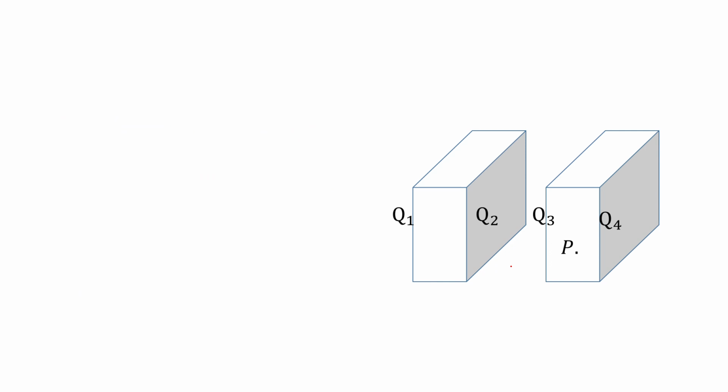Now let us consider this parallel plate capacitor, having charges on one face Q1, on another face Q2. Similarly on the second plate it is Q3 and Q4. Now if we take any point P on this plate within this conductor, we know that the electric field inside the conductor has to be 0.